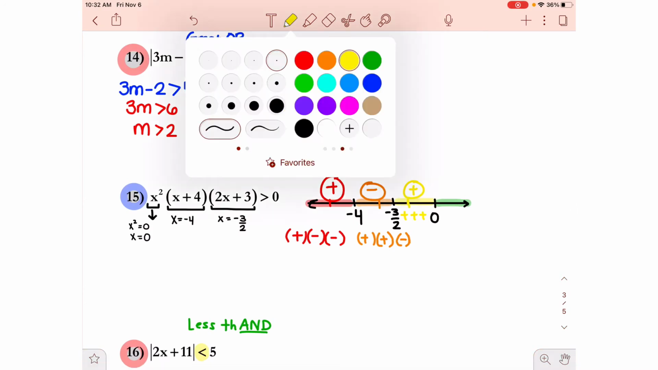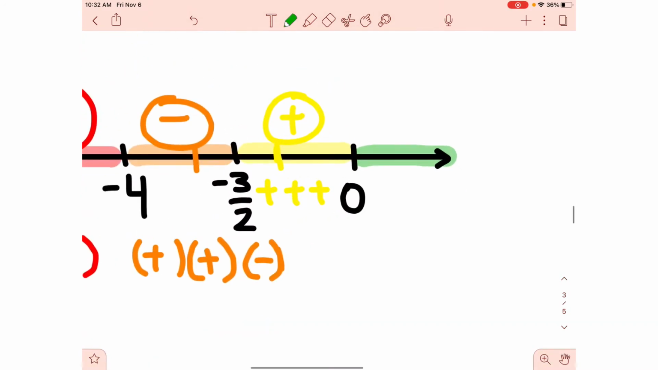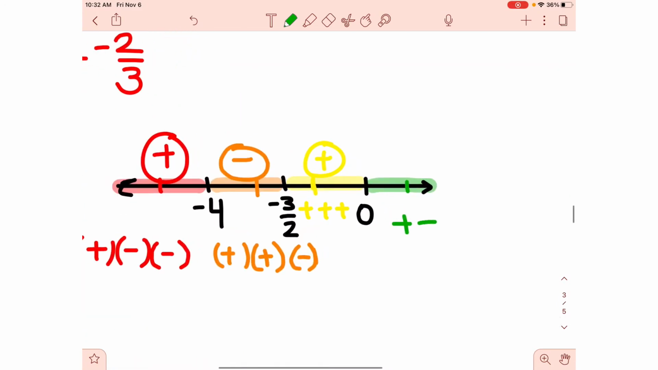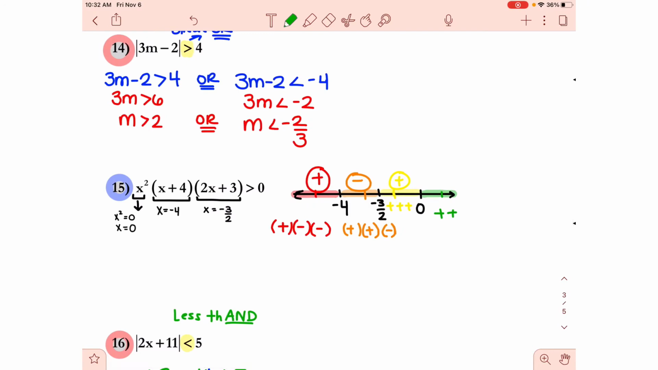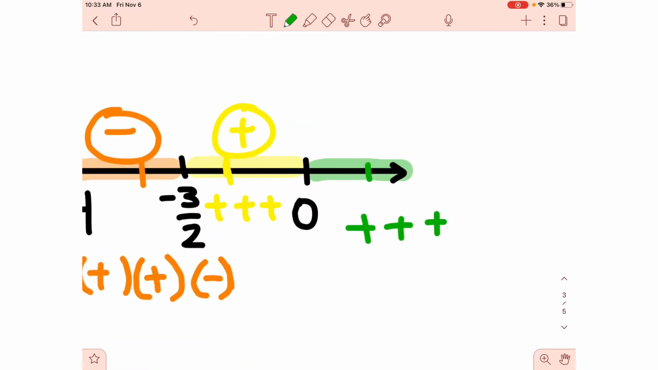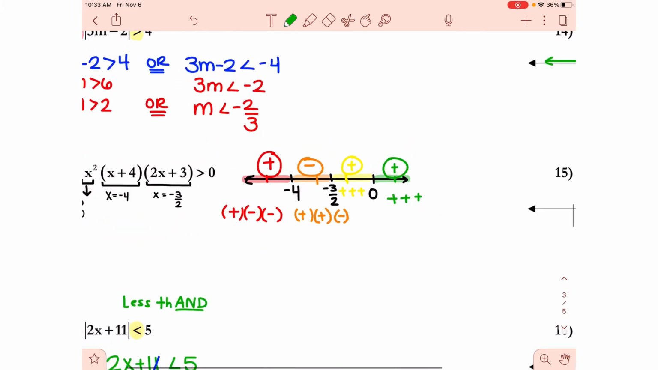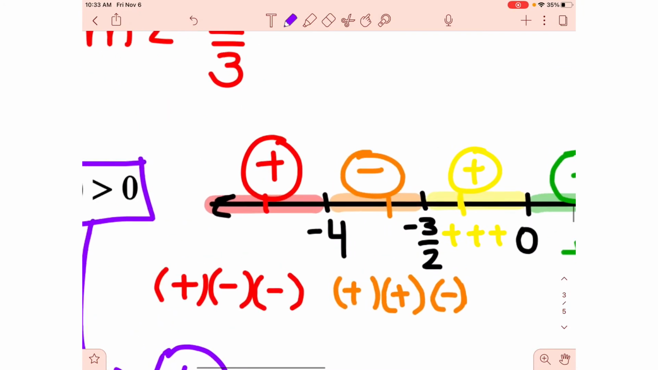Last, but certainly not least, is going to be a number bigger than 0. Let's pick something like 10. 10 squared is positive. 10 plus 4 is positive. 10 times 2 is 20, plus 3 is positive. Positive times positive times positive is positive. Notice these don't all alternate. Now wait, what are we looking for? Are we looking for positive intervals or negative intervals? Since the problem says greater than 0, I am looking for the positive intervals, and this is non-inclusive.